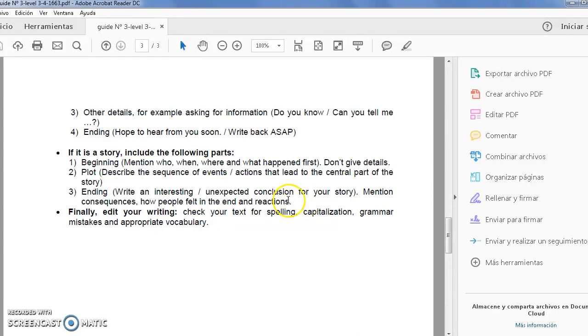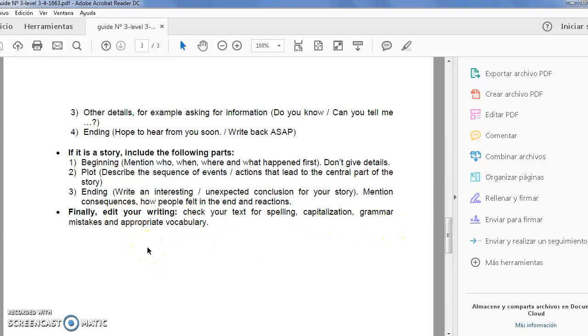Of course, the ending is the last part of the story, but it should be connected to the main event that is normally in the plot. Finally, edit your composition, your writing. Check your text for spelling, capitalization, grammar mistakes, and appropriate vocabulary.